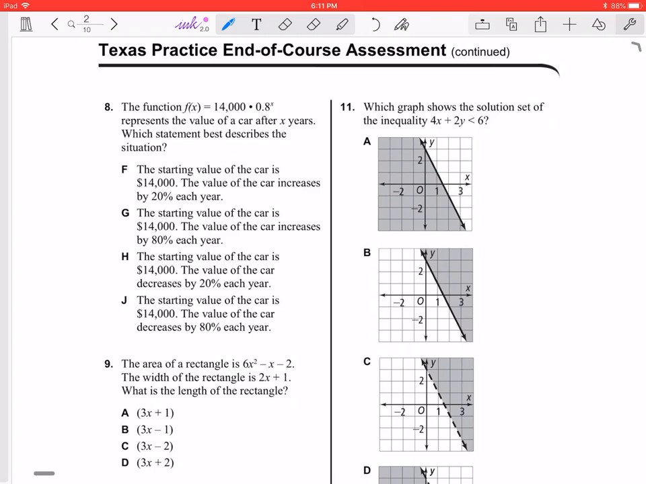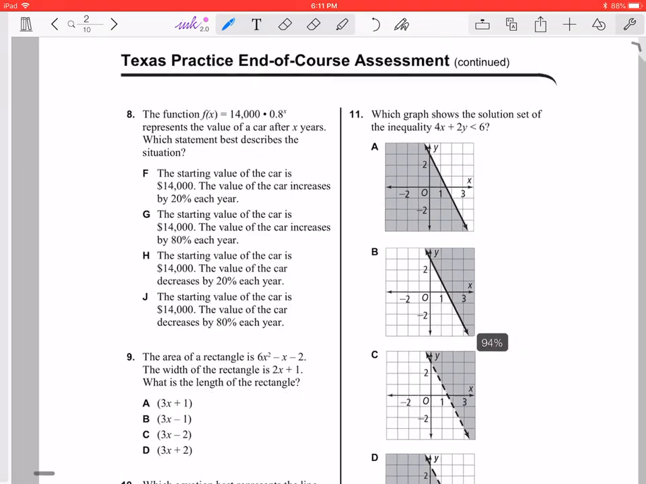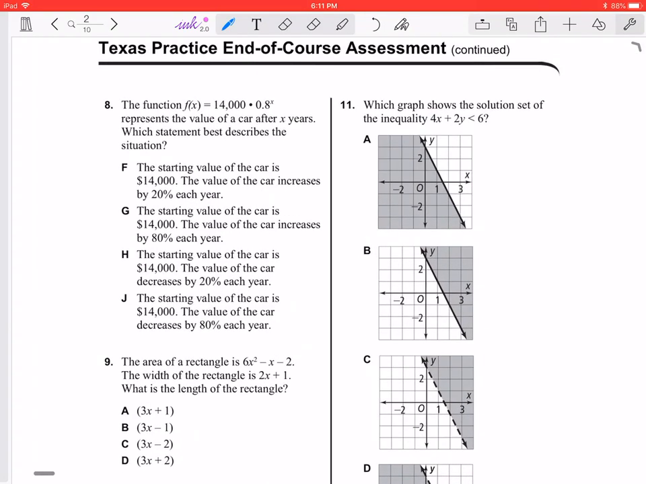So, it says that the starting value of the car is 14,000 and the value of the car increases 20% each year. Okay, is this exponential growth or exponential decay? If we remember our b value, which is the base with the exponent, if it's less than 1, then we know it's decay. Okay, and since it says it increases, F is already out of the picture. And so is G, because G also says the starting value of a car is 14,000. The value of the car increases 80% each year.